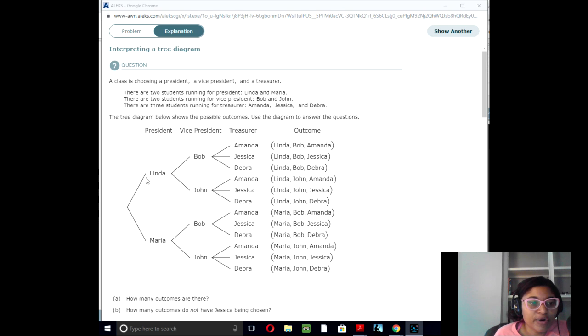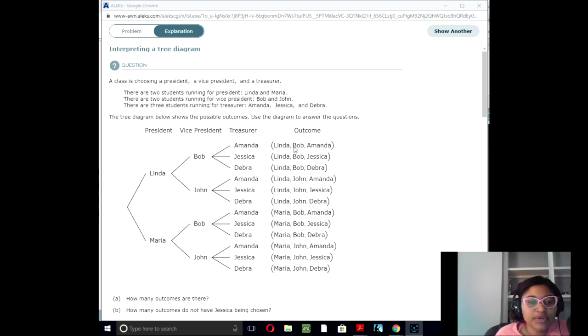So now we can look at the diagram, and so we have Linda could possibly have for vice president Bob and John, and then the treasurer could be Amanda, Jessica, and Deborah for Bob. Or if it's John, it could be Amanda, Jessica, and Deborah. So these are all the possible outcomes if Linda was president. Now, if Maria becomes president, then Bob could be the vice president, or John can be the vice president. And then once again, you have Amanda, Jessica, and Deborah as one of their treasurers.